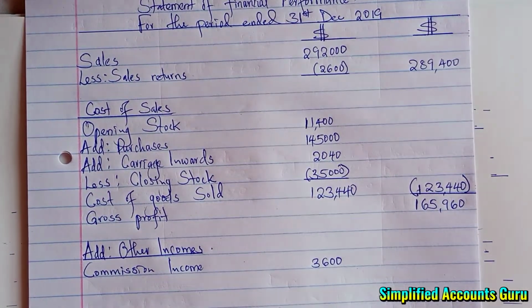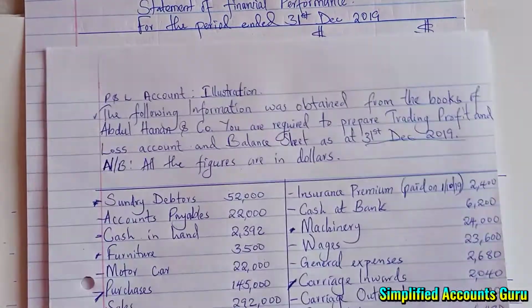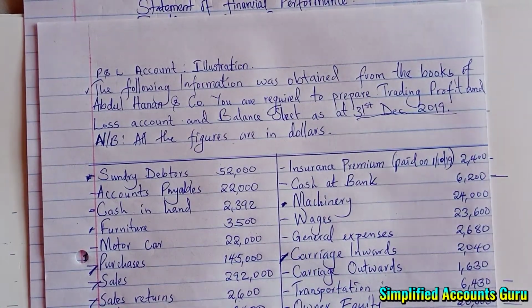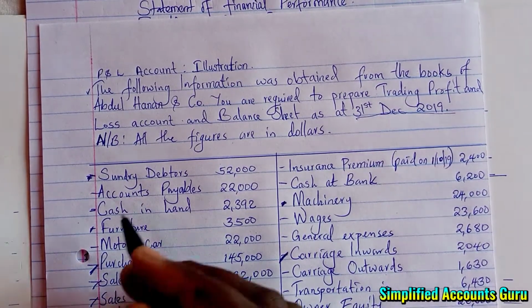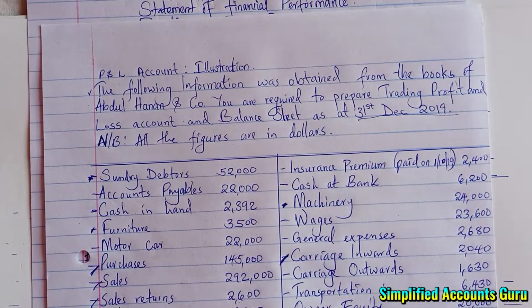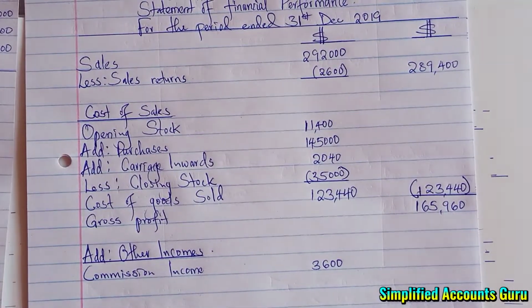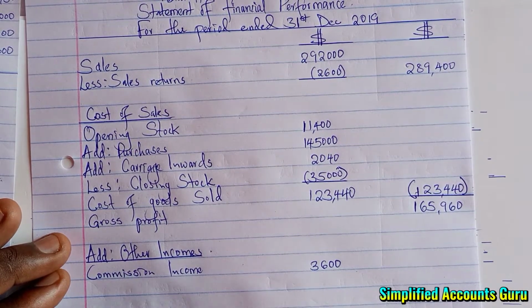So we go to the trial balance that was given to see if we have got any other income. We don't have any other income. So the next thing that should come here is operating expenses.